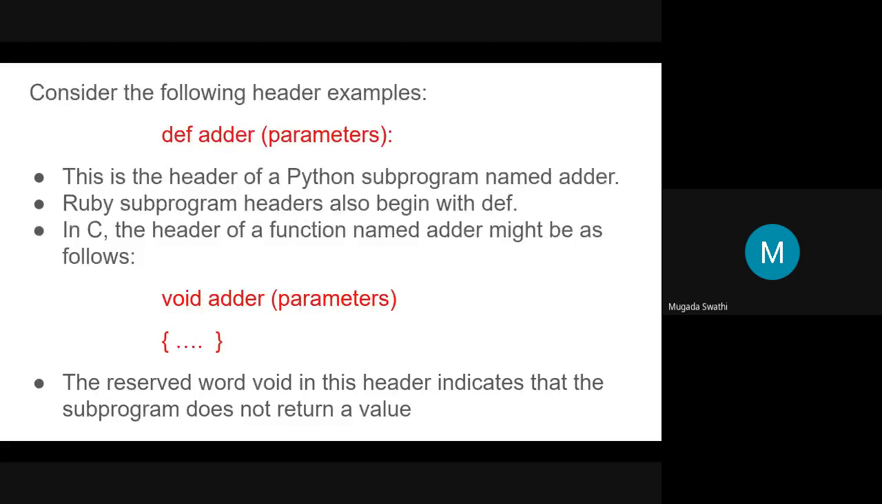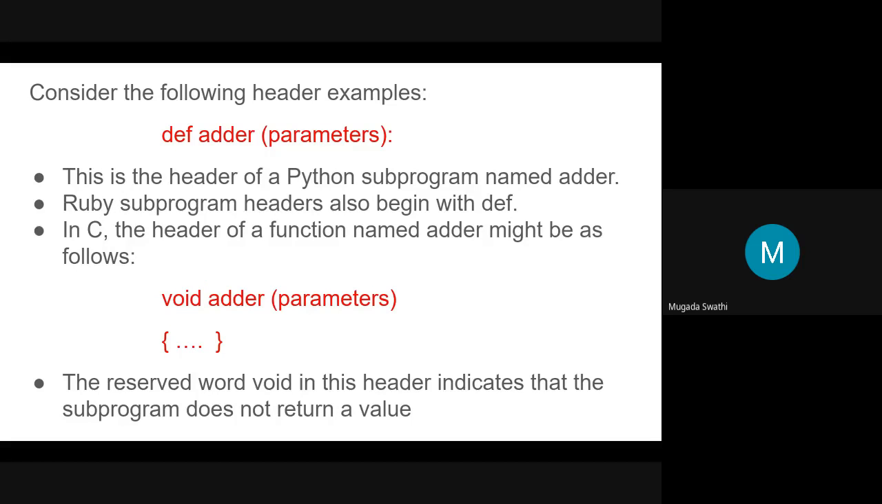Subprogram header. It has a special word, maybe the name of a subprogram, and it also has an optional part. These are examples of how a subprogram header looks. The first example is def adder parameters. This is the header of a Python subprogram with the function name, or subprogram name, called adder. A Ruby subprogram will also have the same definition or subprogram header, which starts with def.